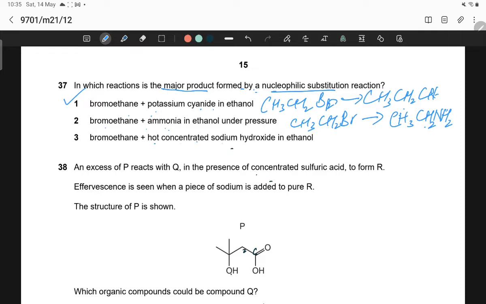Bromoethane plus hot concentrated sodium hydroxide in ethanol. Major product formed. This is not nucleophilic substitution, so this is an elimination reaction. With hot concentrated sodium hydroxide in ethanol, elimination forms an alkene. So CH3CH2Br forms CH2=CH2.